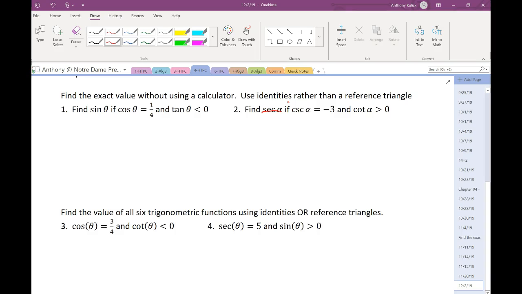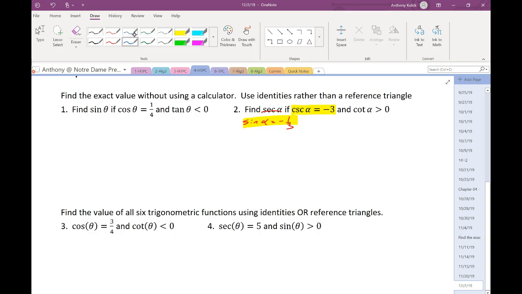And the directions for 2 ask us to use identities. So we want to find all 6 exact values. There's 1 down, 5 to go. Right? Because I know cosecant, what do I also know basically for free? Sine. 2 down, 4 to go. Everybody go to that.